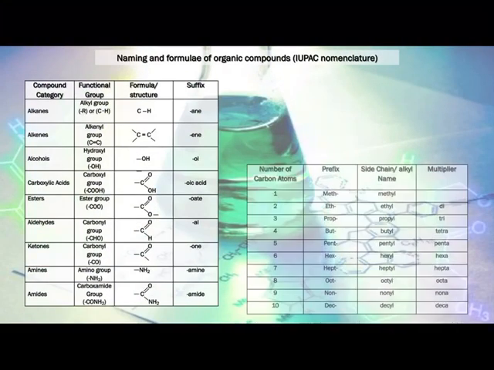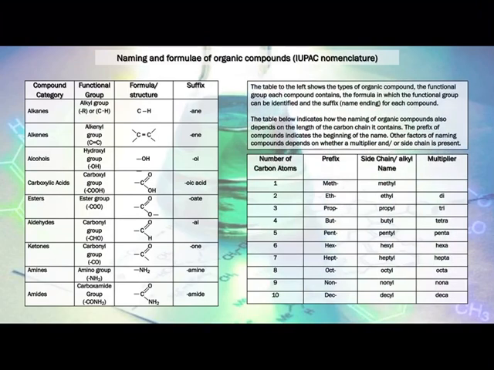Now, this first slide is actually the naming and formula of organic compounds. We have the compound category, which are the ones we're going to be looking at today, the functional groups they contain, the structure of the functional groups, and the suffix. Now, this is basically the name ending for each compound. The second table shows the number of carbon atoms that are present in a compound. Now, this will basically go on how the name is.